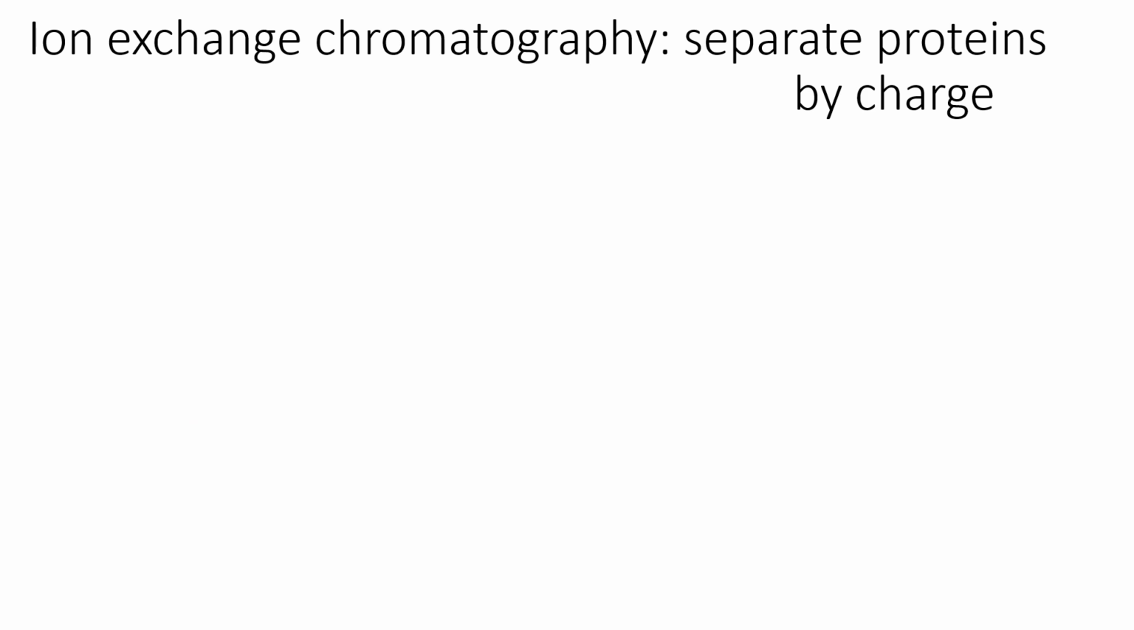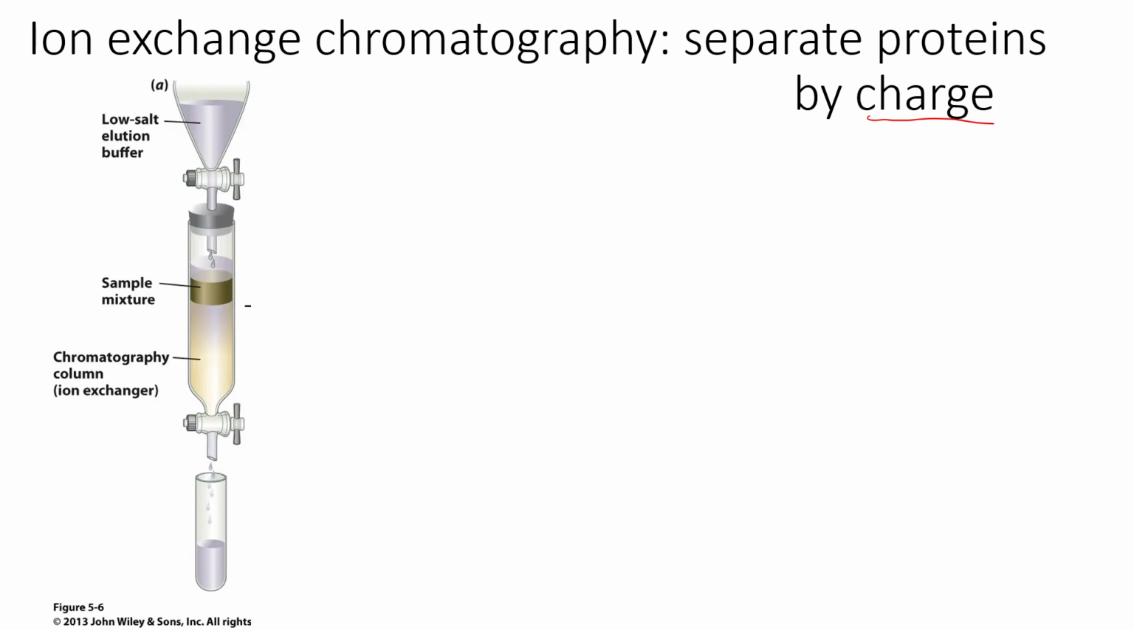So that being said, let's talk about some different types of stationary phases that we can use. One really common type of column chromatography that we use is called ion exchange chromatography, and this allows us to separate proteins by charge. So first, just to summarize, we salted out based on solubility, and now we're going to start separating proteins by charge. This is a basic setup for ion exchange chromatography.